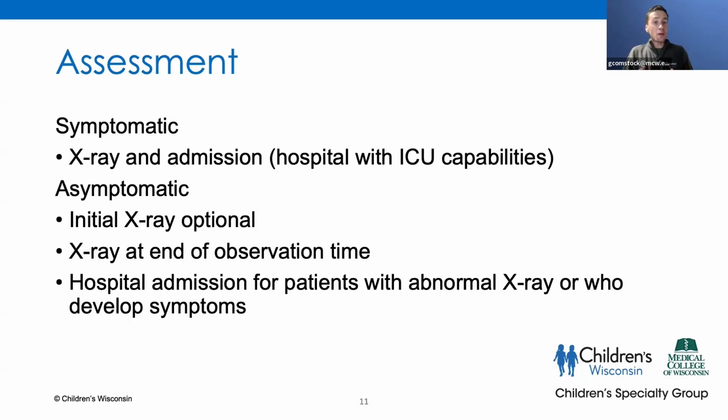If they're asymptomatic when they come in, an X-ray at the beginning is optional. What is shown in that last graphic is that the abnormalities, present or absent, on that first X-ray didn't really predict what happened down the road. And so you don't have to get an X-ray right off the bat. But generally speaking, it is the right thing to get an X-ray at the end of your observation period.